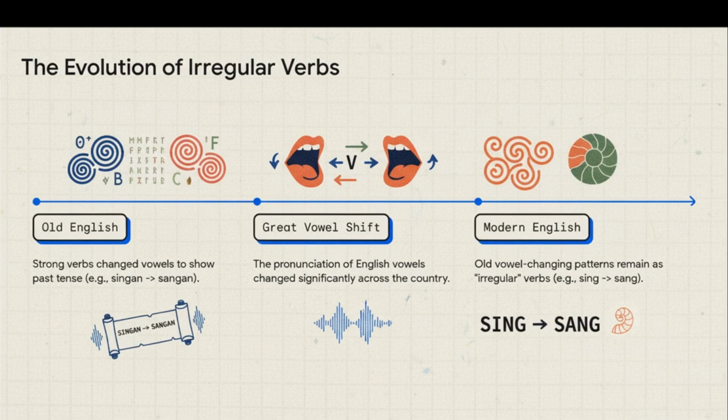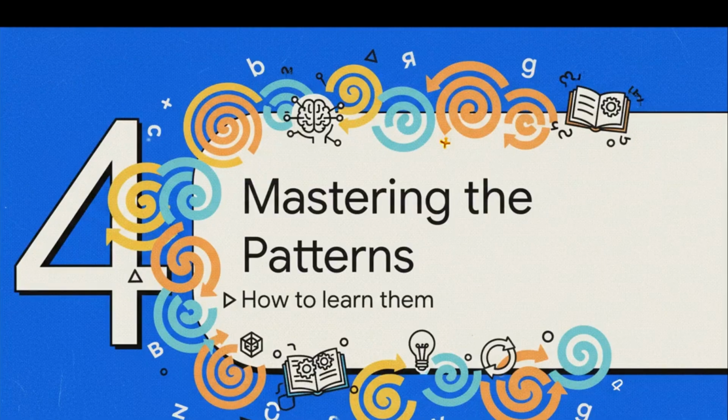Way back then, it was totally normal to change a vowel in the middle of a verb to make it past tense. So singan would become sungan. But then history happened. Big things like the Great Vowel Shift completely changed how English sounded. And while lots of verbs adapted to the new ed rule, these super common strong verbs just held on. They kept their old vowel-changing patterns. And that's exactly what we see today when sing becomes sang. It's a fossil from another time. Okay, history lesson's over. Let's get to the important part.